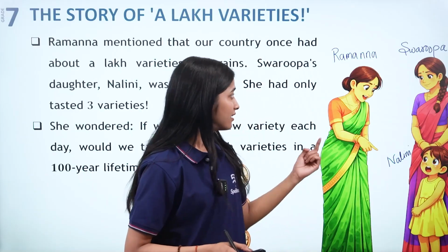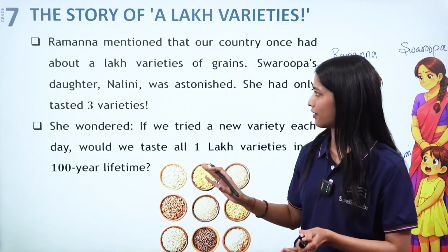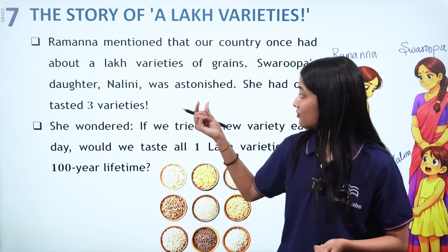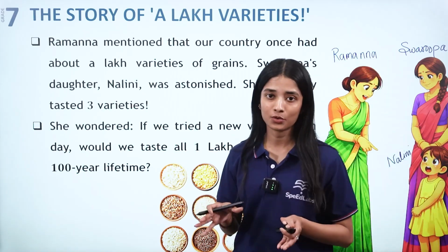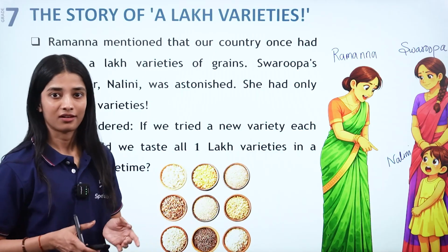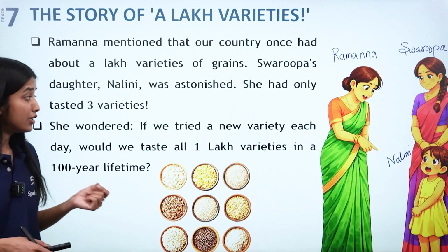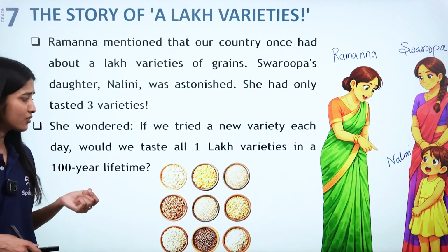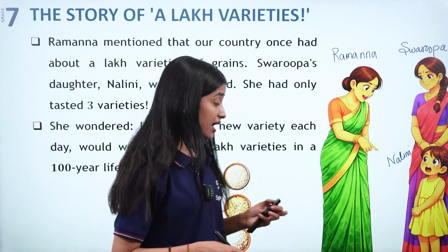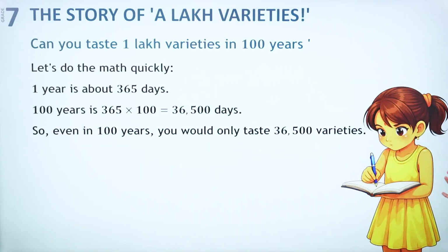While talking, Ramanna mentioned that once there were a lakh varieties of grains in our country. Swarupa's daughter Nalini was astonished. She had only tasted 3 varieties of grains, but there were once 1 lakh varieties, according to Ramanna. She wondered, if we tried a new variety each day, would we taste all 1 lakh varieties in a 100-year lifetime? Is it possible? Nalini got excited and started calculating.